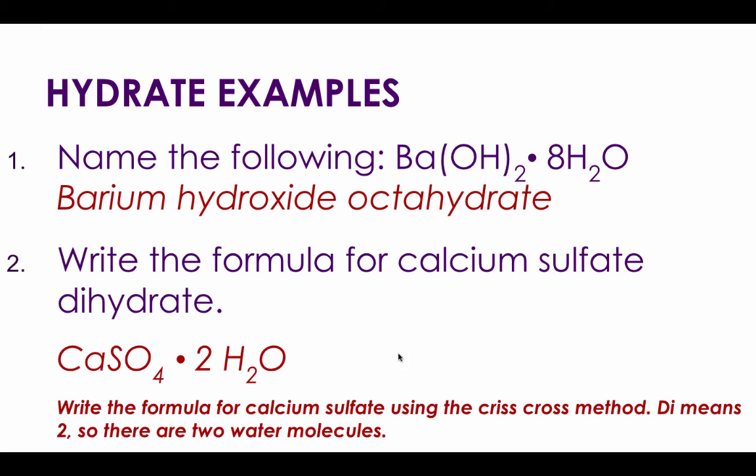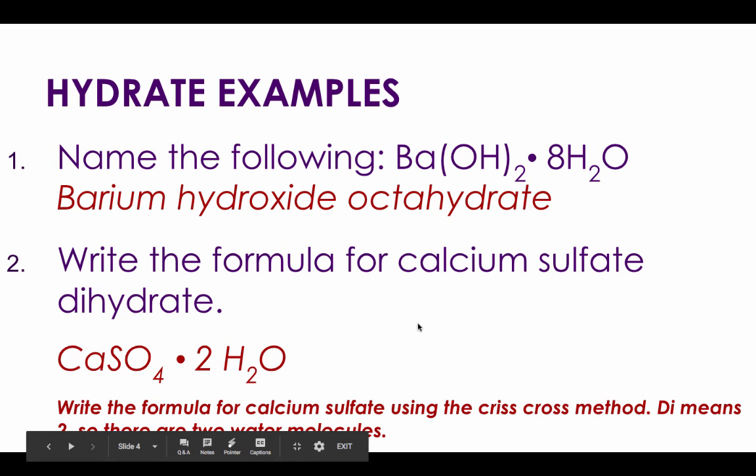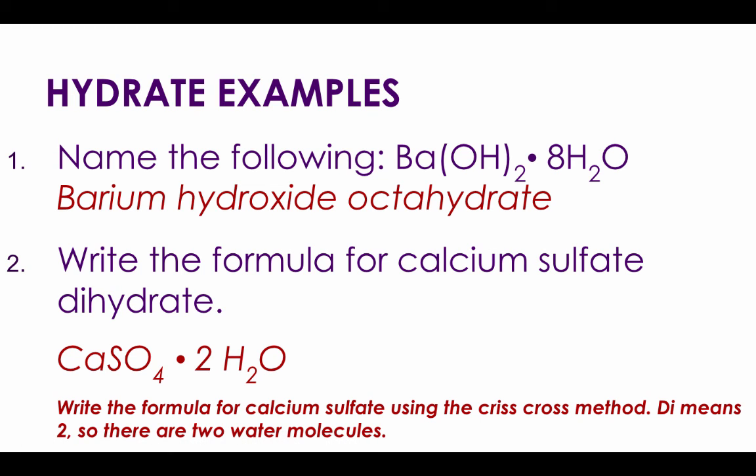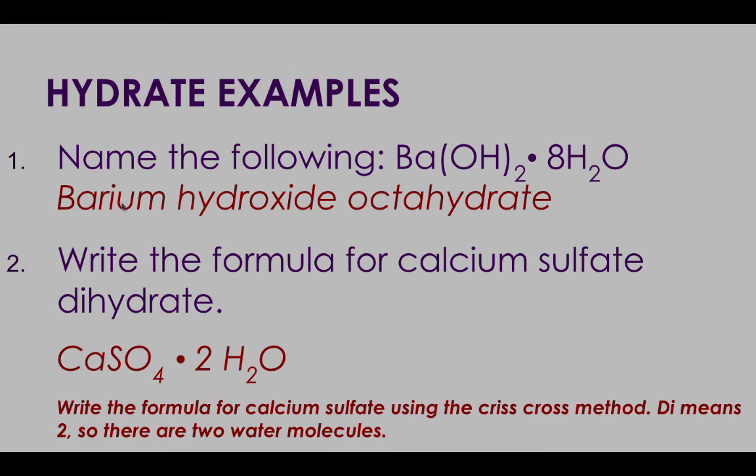And so again, down at the bottom I said you write the formula for calcium sulfate using the crisscross method, just like ionic compounds. Di means 2, so we have 2 water molecules. So the way that you can tell something is a hydrate is if you see this dot, however many H2Os. That dot H2O tells you it's a hydrate, and you'll name it this way.